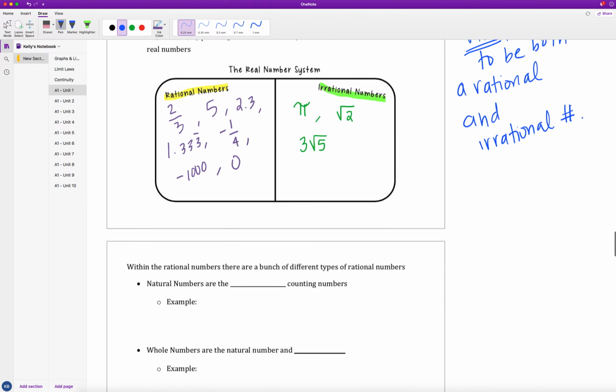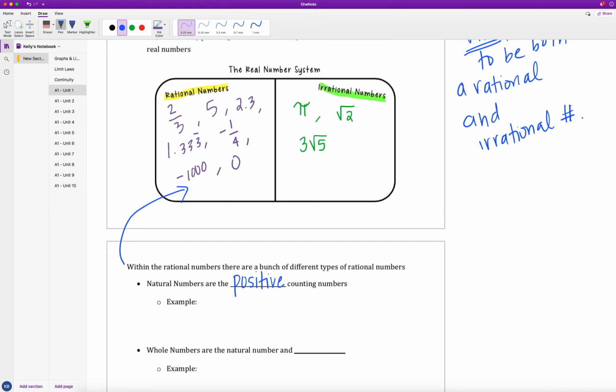Now within the rational numbers, so within these guys over here, I have lots of different types of numbers. Within the rational number system, there's a bunch of different types that we're going to define from here. The first one that we're going to define are the natural numbers. The natural numbers are what we call the positive counting numbers.